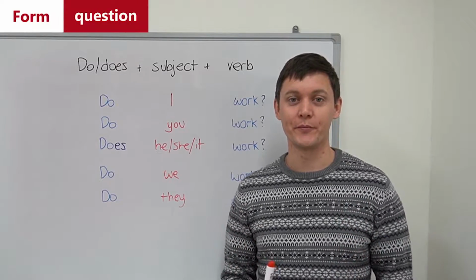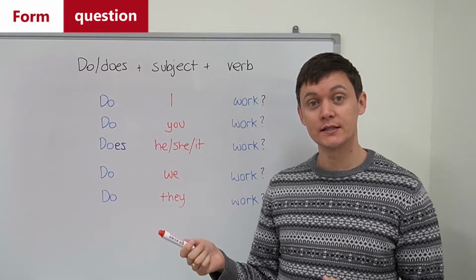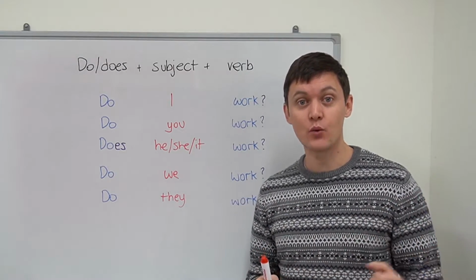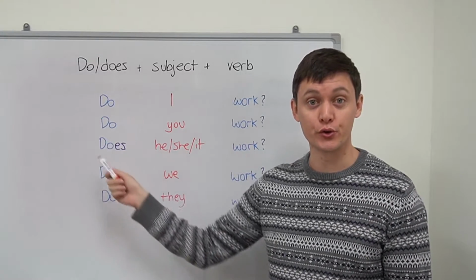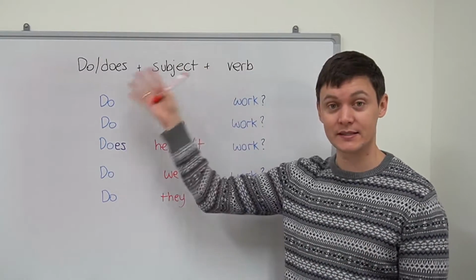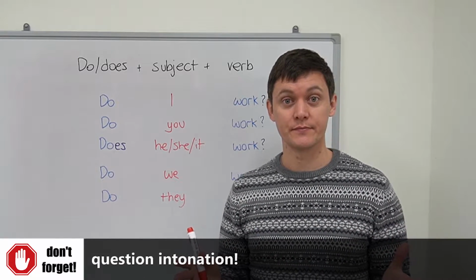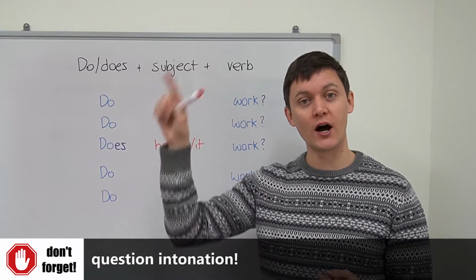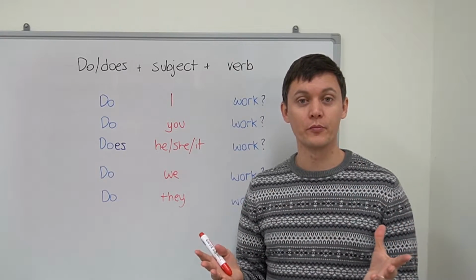Finally, the question form. So again, it's the same kind of pattern. Do I work? Do you work? Does she work? Does he work? Don't forget to put the ES on the verb do. So the third person again is the difference in this whole pattern. Also, don't forget your intonation. Do I work? Do you work? Don't forget to go up at the end on the question form. So that's all of the forms.